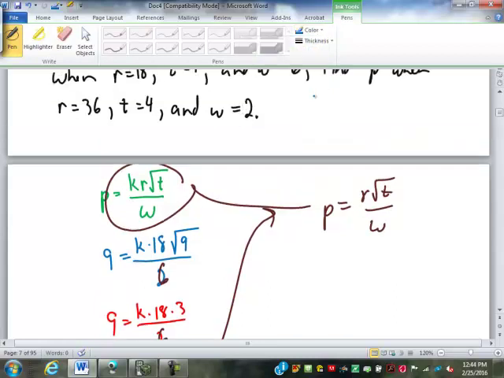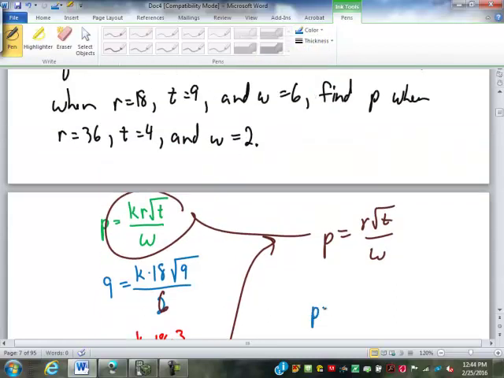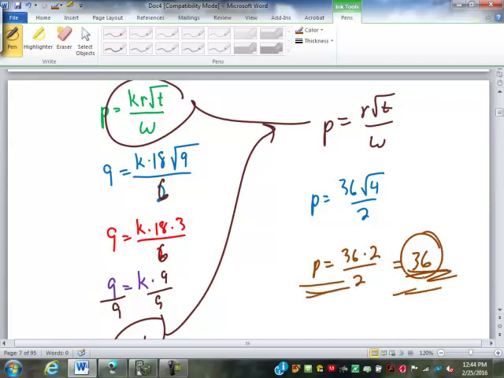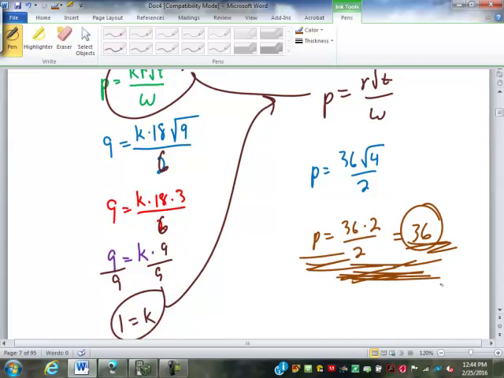And find P when R is 36, T is 4, and W is 2. So this is going to be 36 times the square root of 4 is 2, divided by 2. 36 times 2 divided by 2 is 36. P equals 36. Questions? Comments? K equals 1.